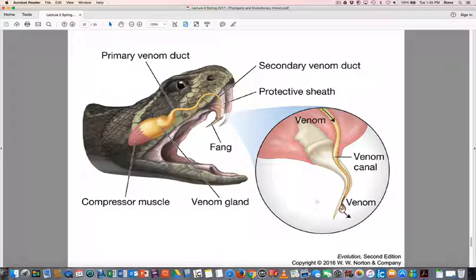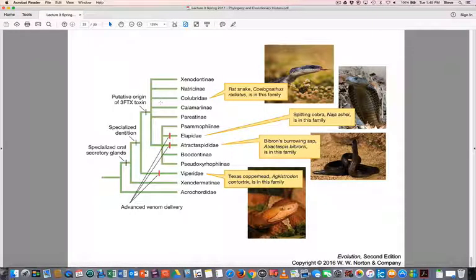Obviously this is a very important means of predation to immobilize their prey, and these are really rather complex systems. We'll come back to that slide. So here's a phylogeny of some of the major groups of snakes. It's a fairly complicated one, and I'm going to try to make it as simple as possible. There's a good discussion of this in your book, so if you want to go back and read it.